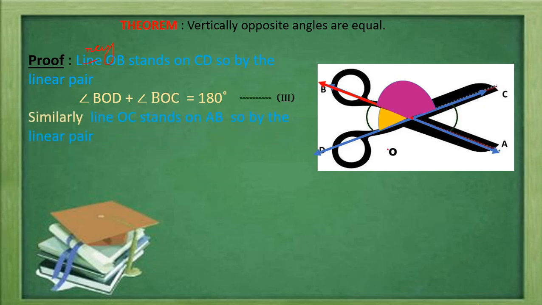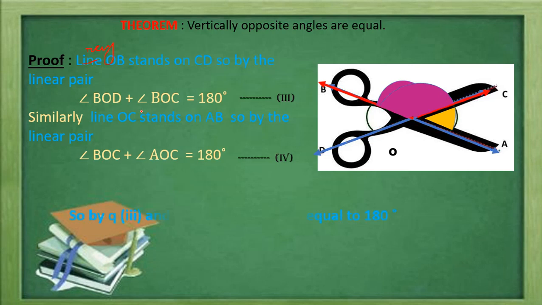Similarly again we observe that this ray OC stands on line AB. So again by the linear pair we can say angle BOC and angle AOC, these two are also forming a linear pair. So their sum is 180 degrees. Again, the next equation we get is the fourth. Equations 3 and 4, by Euclid's axiom, things which are equal to the same thing are equal to one another. By using this axiom, we can say angle BOD plus angle BOC is equal to angle BOC plus angle AOC.